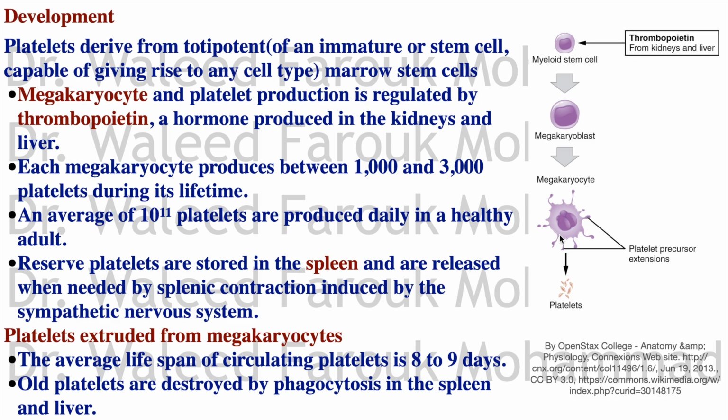There is a reserve of platelets stored in the spleen and released when the body needs it by the splenic capsule, induced by the sympathetic nervous system. The average lifespan of the platelets is 8 to 9 days, and old platelets are destroyed by phagocytosis in the spleen or the liver.